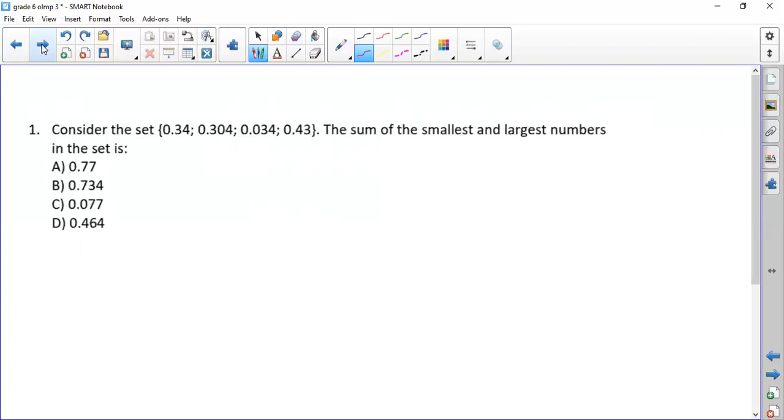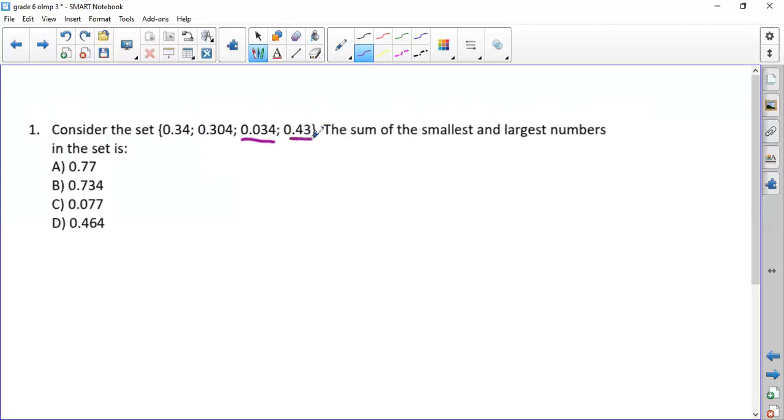What is the sum of the smallest and the largest number in this set? So first of all, we have to find the smallest number. We know that we have to compare starting from the whole part, then the tenths, hundredths, thousandths, and so on. So this one is the smallest. For the largest one, since the whole parts are all 0, I have to check the tenths. It is 3304, which means this one is the largest.